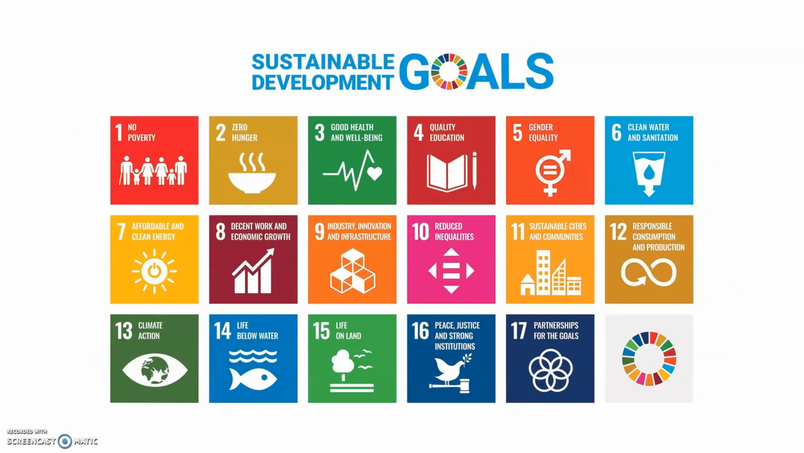My dear students, these are the 17 Sustainable Development Goals. The first Sustainable Development Goal is no poverty. The second one is absence of hunger, that is zero hunger. The third Sustainable Development Goal is good health and well-being. Fourth one is quality education. Fifth, gender equality. And then number 6 Sustainable Development Goal is clean water and sanitation.